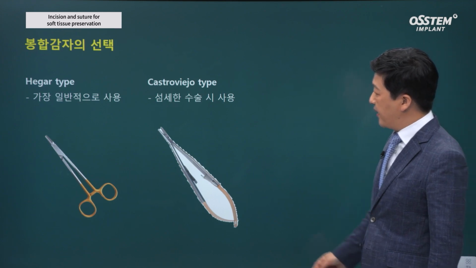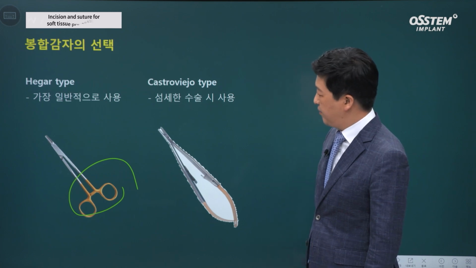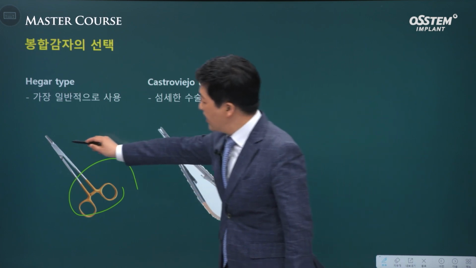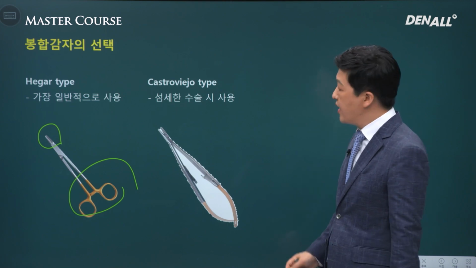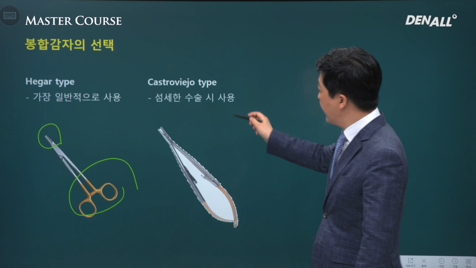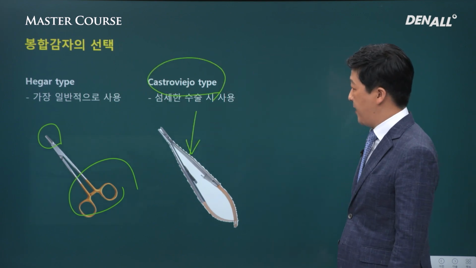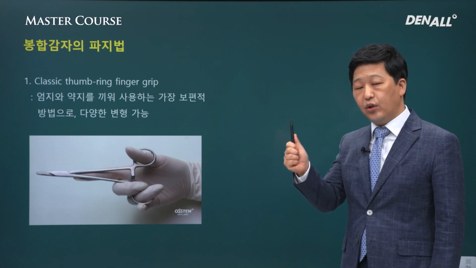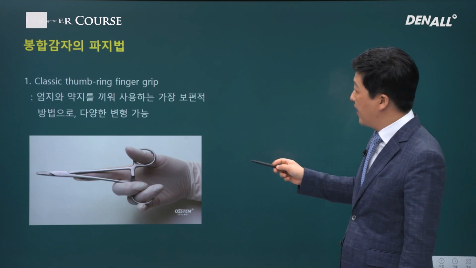When choosing a needle holder, a gold-coated needle holder is frequently chosen. I prefer a needle holder with a small tip. In the case of the interior area where intricate technique is required, I at times use a very expensive needle holder like the Castro piezo type. The way to hold a needle holder, there are many ways.